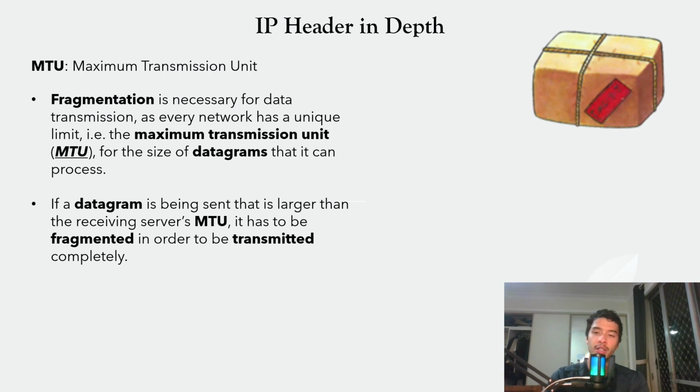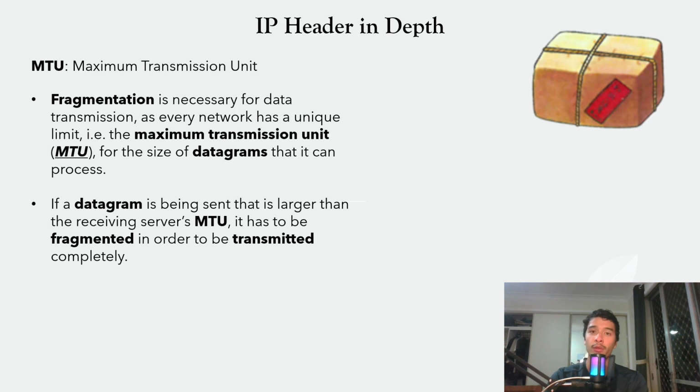Fragmentation is necessary for data transmission as every network has a unique limit, i.e. the maximum transmission unit, for the size of the datagrams that it can process. Now, datagrams are the packets that are being sent. If a datagram is being sent that is larger than the receiving server's MTU, maximum transmission unit, it has to be fragmented in order to be transmitted completely.